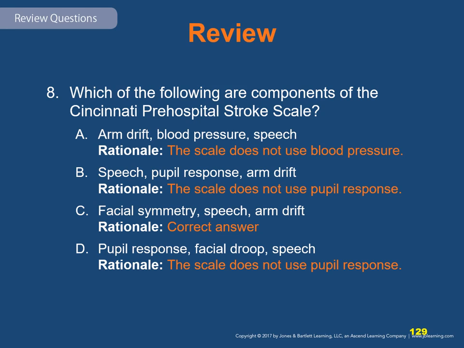D, pupil response, facial droop, and speech. And the scale does not use pupil response. Again, that's incorrect.